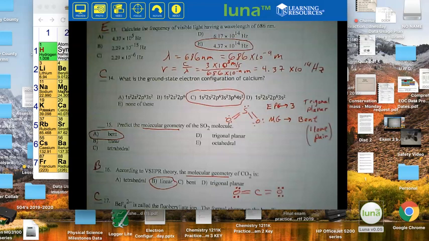Number 16, according to VSEPR theory, the molecular geometry of CO2 is what? So again, doing the same process, writing out the Lewis dot structure for CO2. Notice that carbon has to have 2 double bonds on both sides with oxygen in order to have 8 electrons around each atom of this structure. So you have here 2 electron pairs. You have no lone pairs. So in this case, your molecular geometry should be bent. I'm sorry, not bent, linear, because you only have 2.